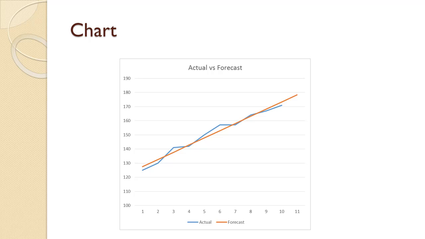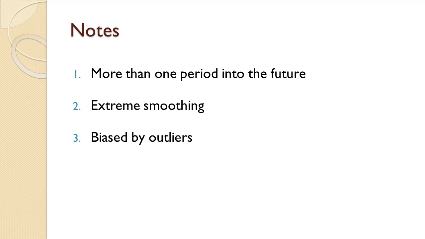The actual values are in blue and the forecast values in orange. Notice that the regression forecast graphs as a straight line. That will always be the case. As you may have noticed, this is the first technique we have demonstrated where it is clear how we can go more than one period into the future. All we have to do is plug in a 20, for example, into the formula and we have a forecast for period 20. Of course, the further into the future you go, the less confidence you have in the resulting forecast.